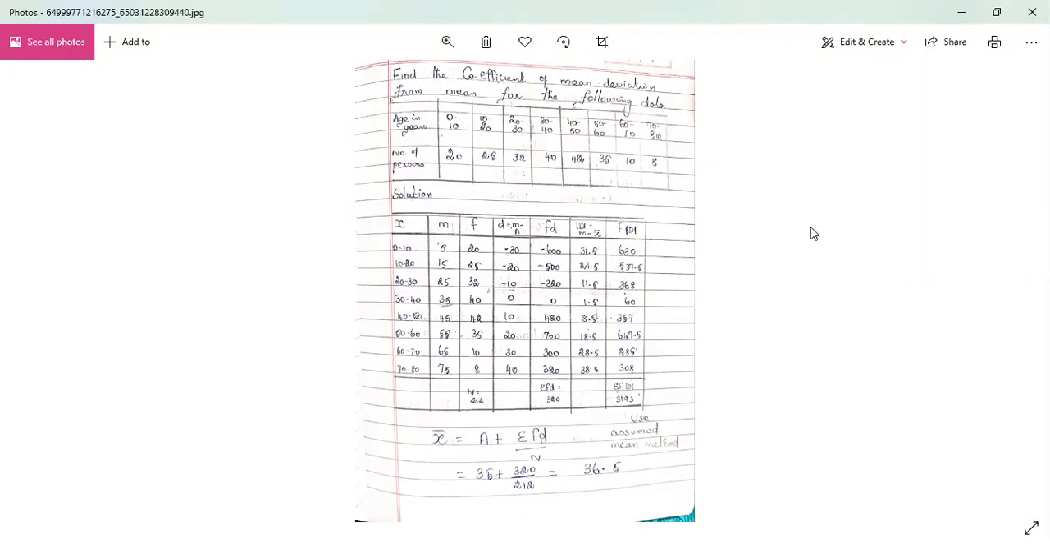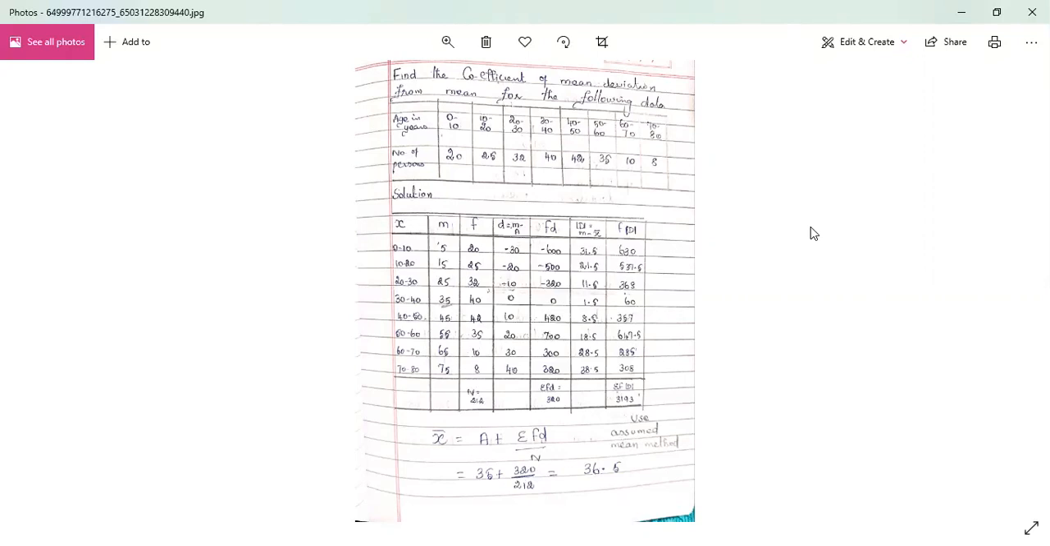Now calculate FD. 20 into minus 30, so we get minus 600. 25 into minus 20, FD is minus 500. 32 into minus 10, FD value is minus 320. 40 into 0, so that is 0. 42 into 10, 420. 35 into 20, 700. 10 into 30, 300. 8 into 40, 320. Sigma FD equal to 320.